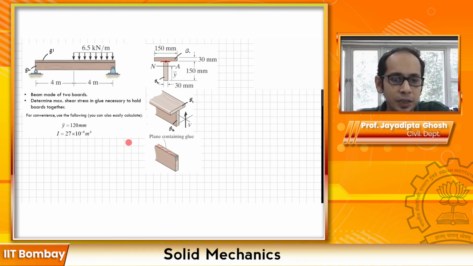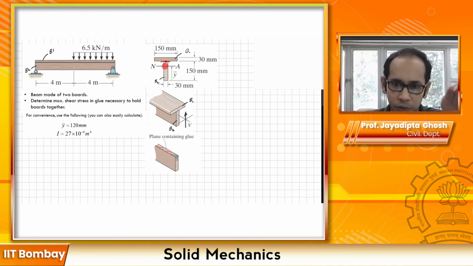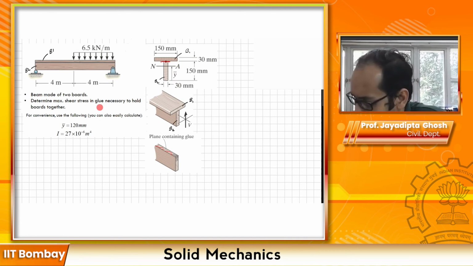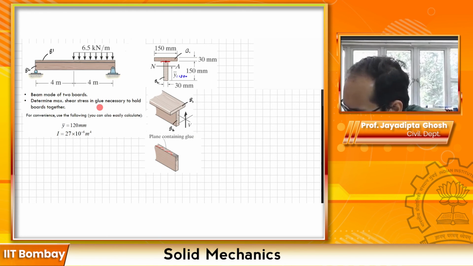For convenience, you are also given the following for this cross section of the beam: the y bar. This is the distance of the centroid from the bottom, because the neutral axis, since it's made of one single material, maybe both woods are the same, passes through the centroid. So this y bar is given as 120 mm. Let us make a note of that. So y bar equals 120 mm.